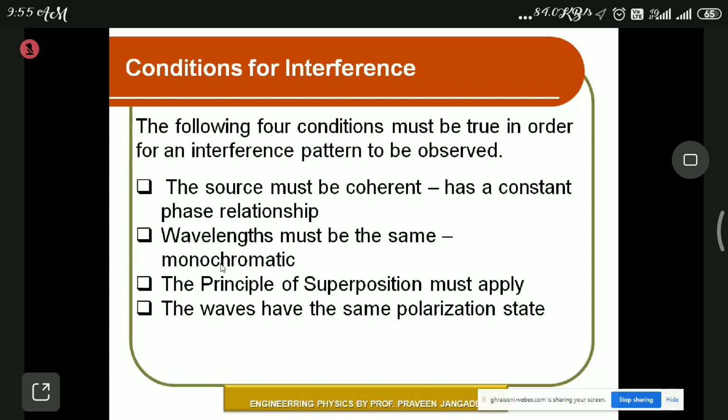Whichever two light waves you are selecting, these two light waves should be coherent. Coherent means they should have the same amplitude, the same phase difference or phase relationship, and they should have the same wavelength, that is, monochromatic. Mono means single, chromatic means color. Then these two waves satisfy the principle of superposition to get the condition of maximum or minimum. So this is about interference. This part you already did in 12th, just revision.